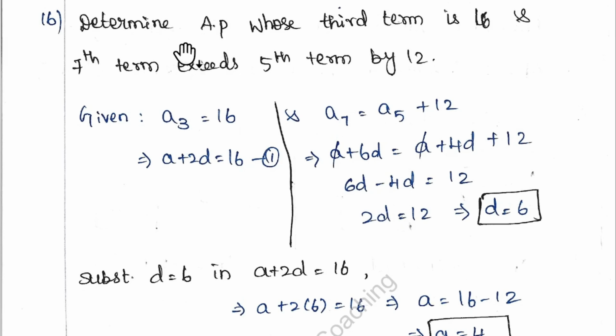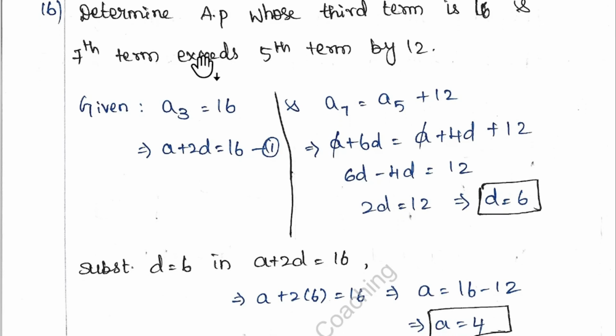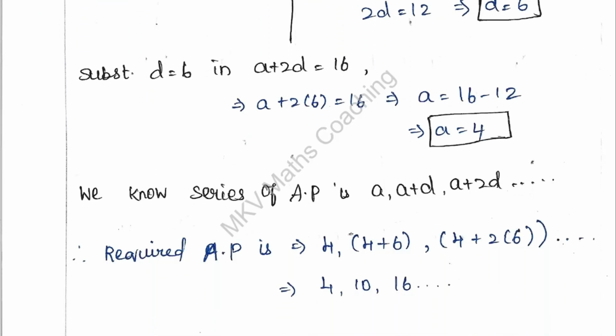How will you determine AP? With the AP series, right? What is the series of AP? A comma A plus D comma A plus 2D, right? So just substitute A and D values in the series. You will get the AP series 4 comma 10 comma 16, the required AP.